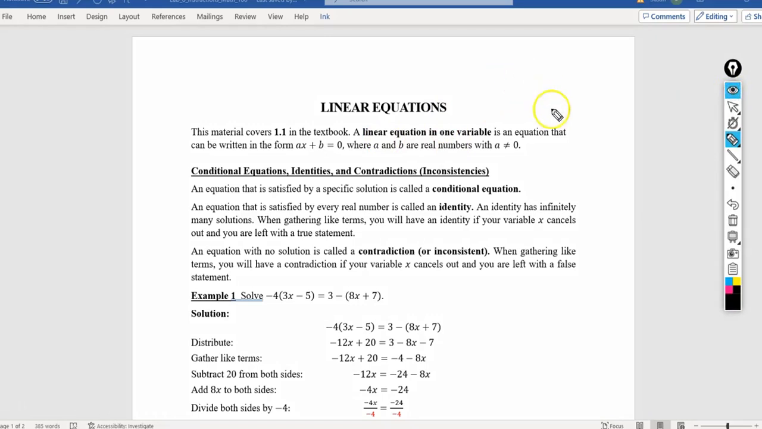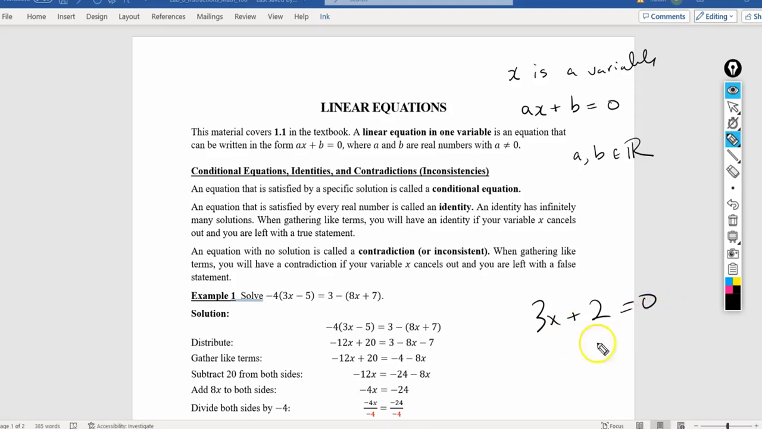is one where you just have one variable, x. So x is a variable. Variable means it can take on any value you want. It will change, and it can be written like this. Now, a and b are just fixed real numbers. So that's a linear equation. That's a linear equation because you can turn it into this form by adding 2 to both sides.